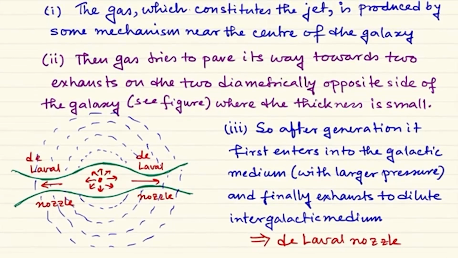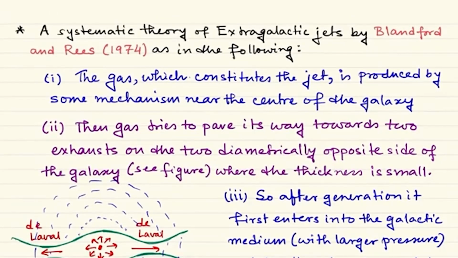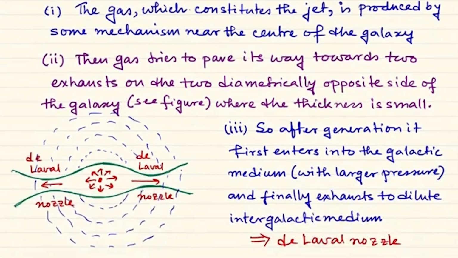However, we know very well nowadays that the Blandford and Rees model is not the best one, because of various things. One of the reasons is that the size of the de Laval nozzle, which can be estimated for several observed extragalactic jets, is actually not realistic for the corresponding galaxy sizes. And then people thought that for the efficient acceleration of the extragalactic jets, there is an indispensable role of the magnetic field.